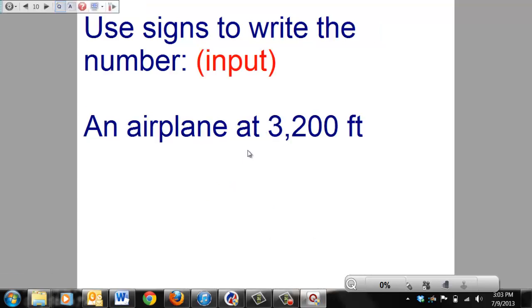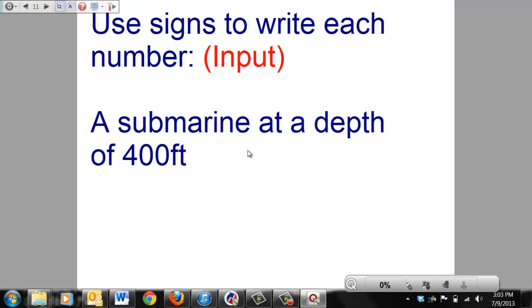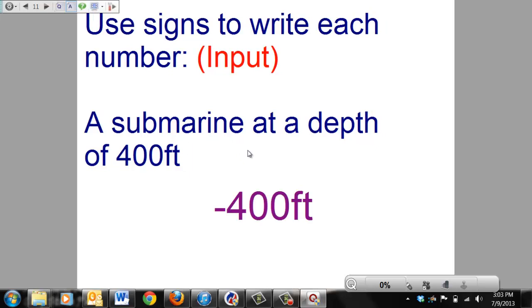How about an airplane at 3,200 feet? That is going to be positive, a plus 3,200 feet. And then a submarine at a depth of 400 feet. That's going to be negative 400 because it's going down. It's under the surface being your 0 point. So 400 feet beneath the surface is going to be a negative 400.